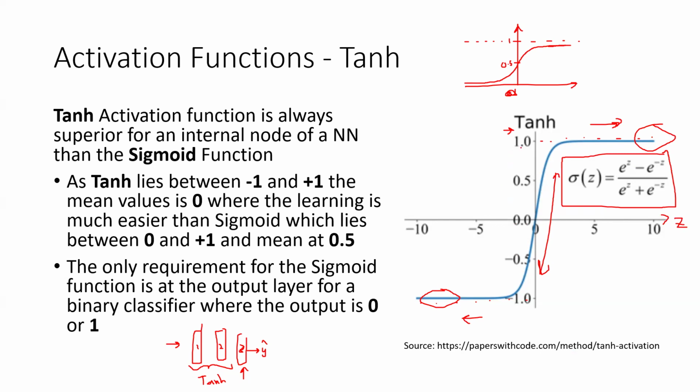The tanh value, tanh z, this is tanh z. Tanh z is not changing at all when z is too small or too large in size, right? That means a larger negative value or larger positive value, the tanh value will not be changing.